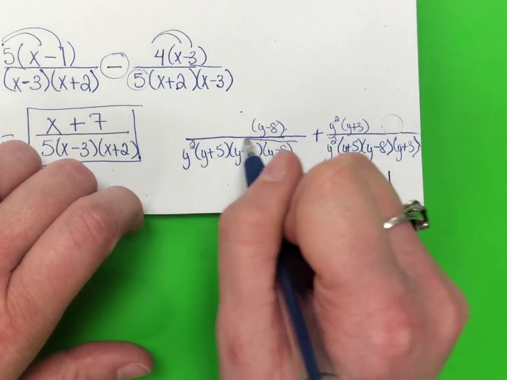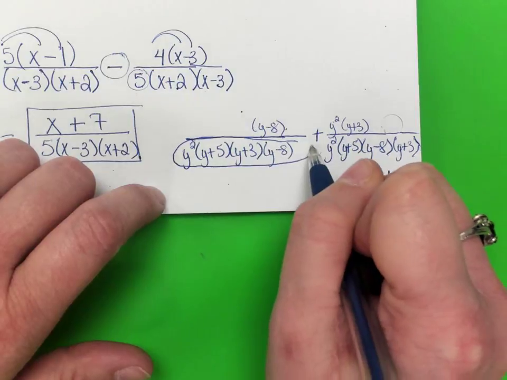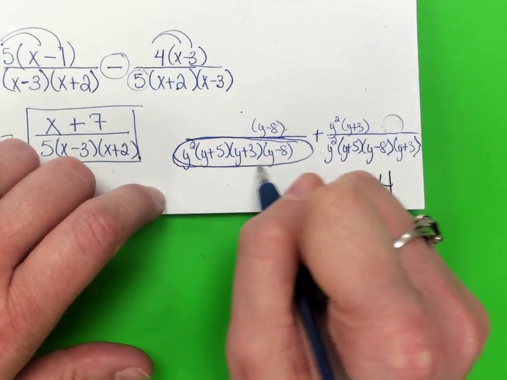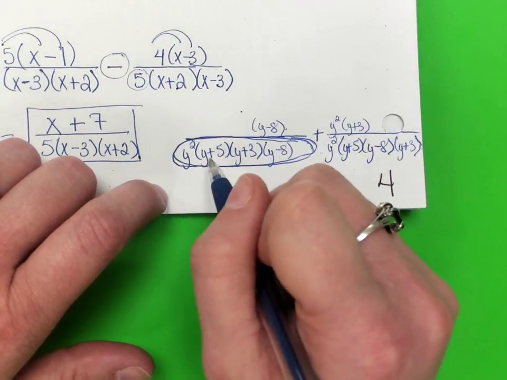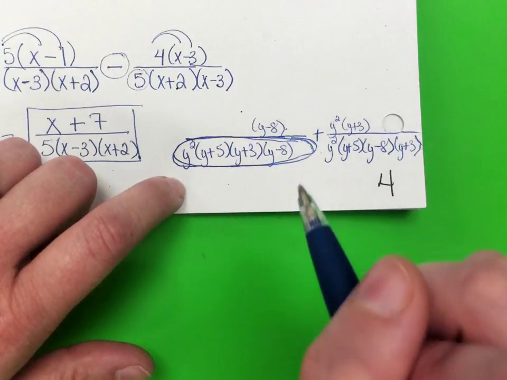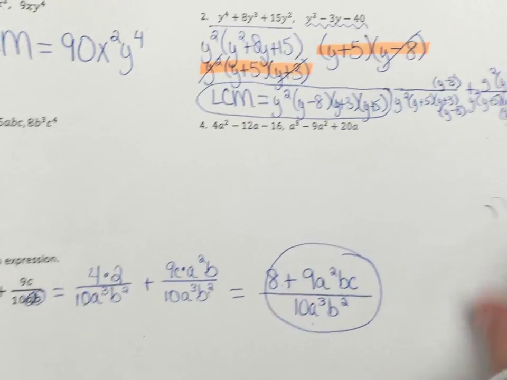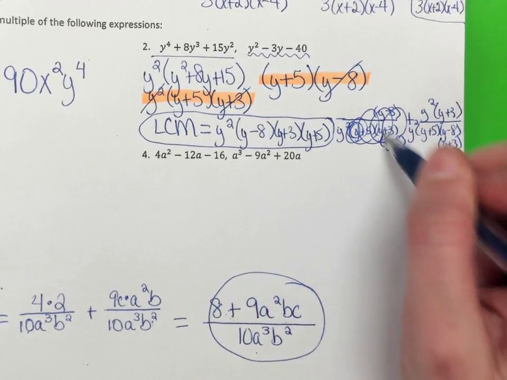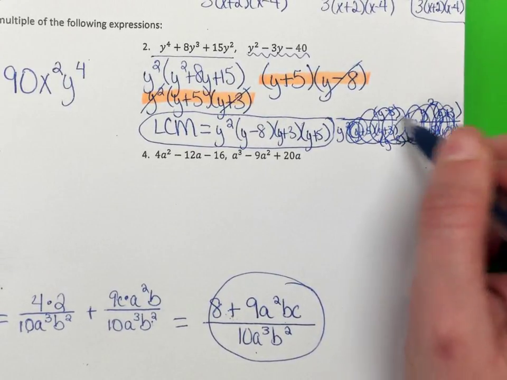So now that they're exactly the same, this is your least common multiple. That's what we just wrote down. The y squared, y plus 5, y plus 3, and y minus 8. That's all we just did as our answer right there. No wonder this all looks like a jumbled up hot mess. No wonder you couldn't figure that out.